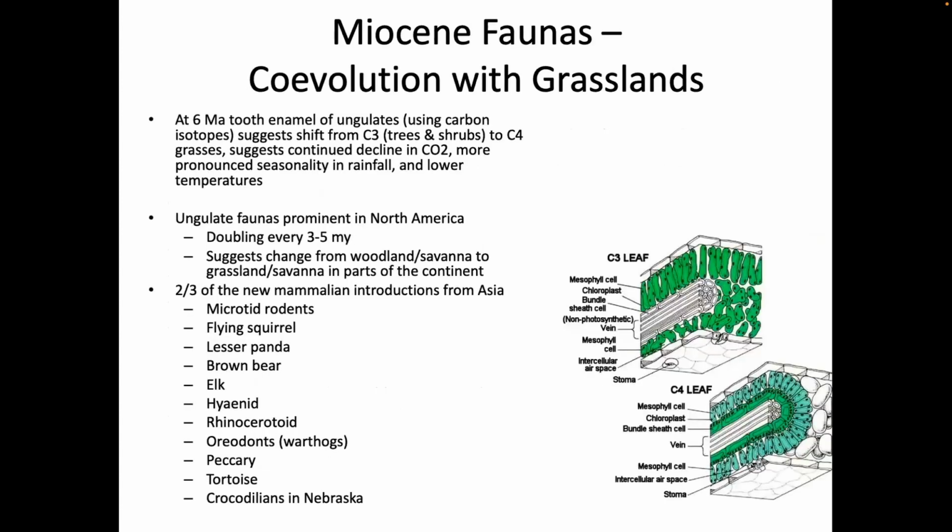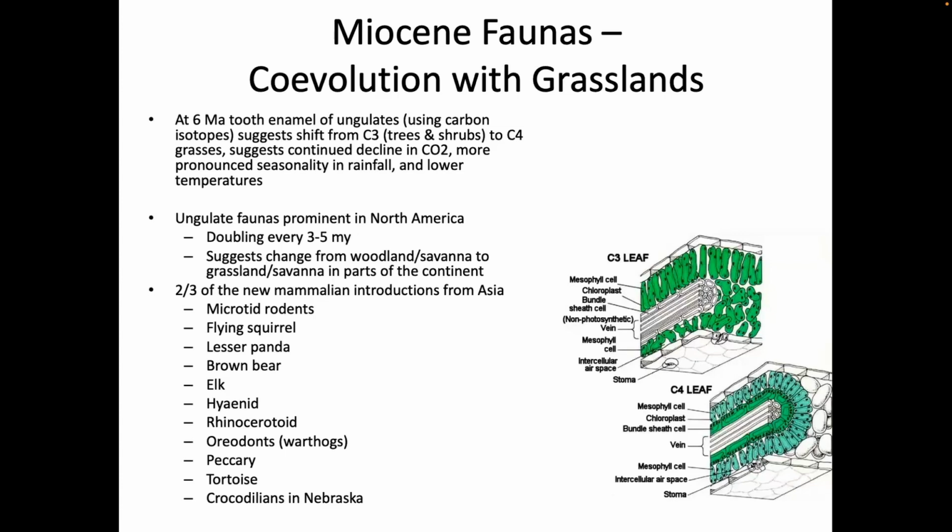Let's talk a little bit about this connection between the Miocene faunas, the animal communities, with the coevolution of grasslands. At 6 million years ago, tooth enamel of ungulates, those animals that like to graze, for example, and this is based on using carbon isotopes. So you can check out the carbon ratios in the tooth enamel. For example, is it carbon 12 or carbon 14 isotopes?